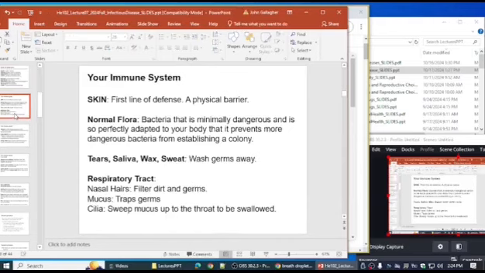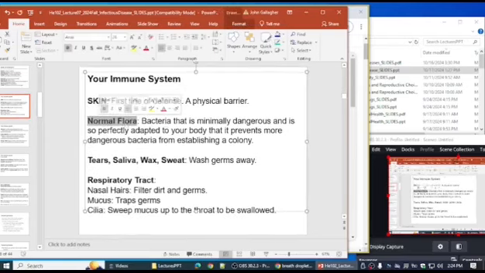Okay, so your immune system. What are some things about your immune system? The skin is the first line of defense, as long as it is intact, as long as you wear protection. There are some bacteria on your skin, and they're supposed to be there. That's called normal flora. In fact, if you had none of these bacteria on your skin, you would be sick. The normal flora is on your skin, and there's also normal flora in your gut, in your digestive system. They are supposed to be there.